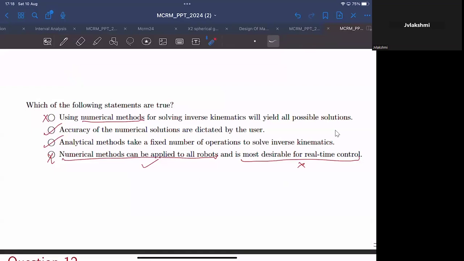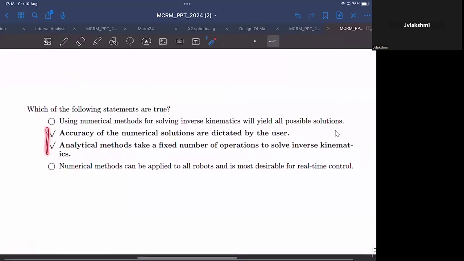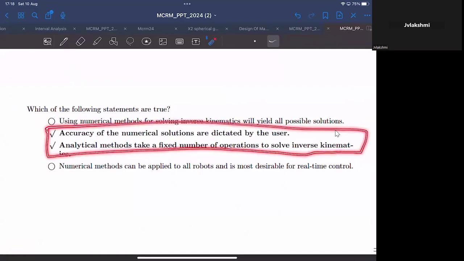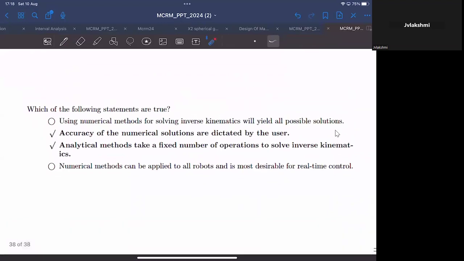I think the true statements are options B and C. Right? If you check the answer, it is indeed options B and C. I hope we don't have any conflict in these questions.